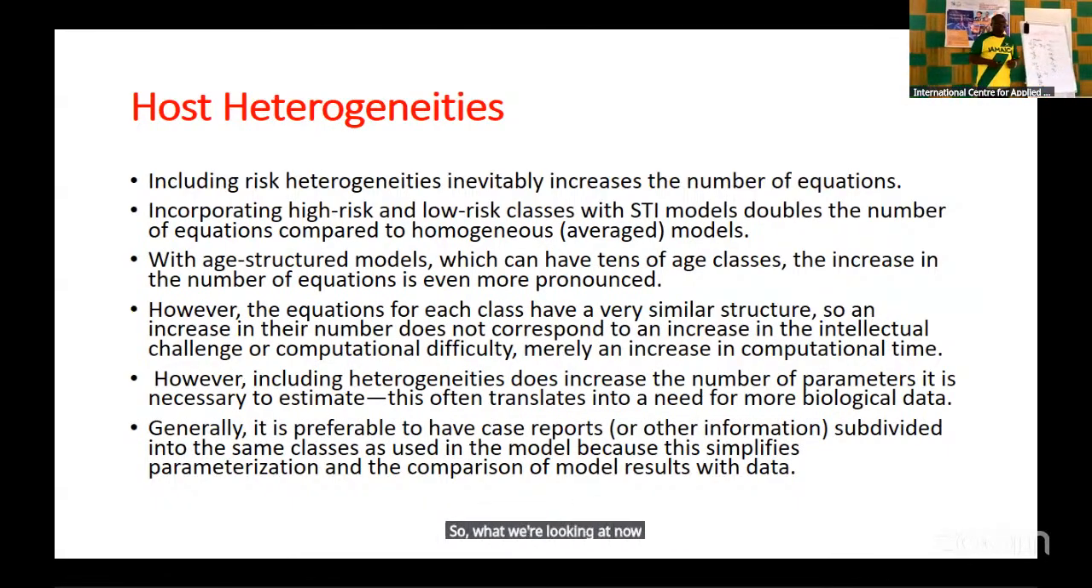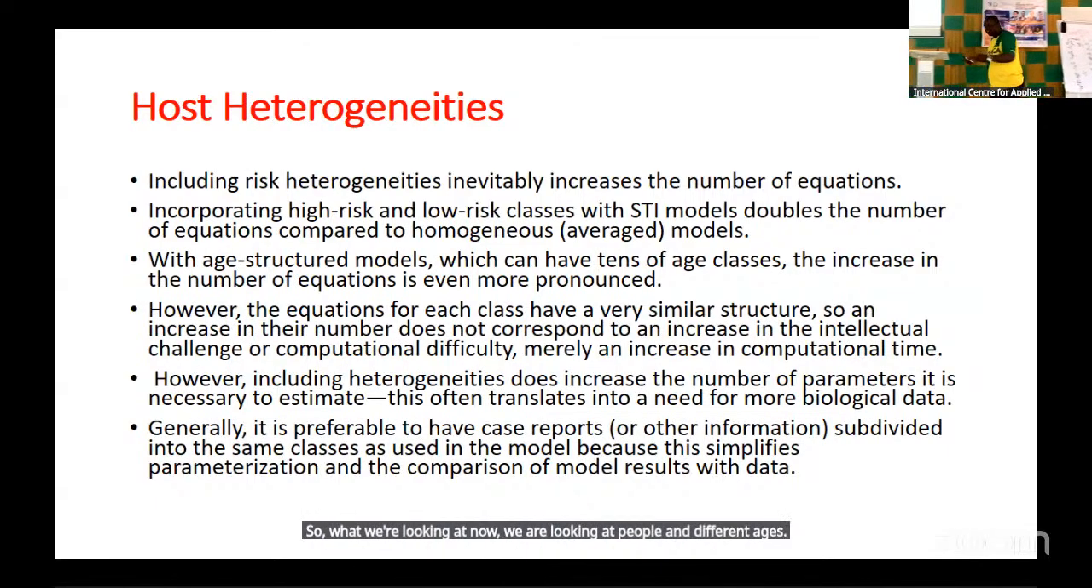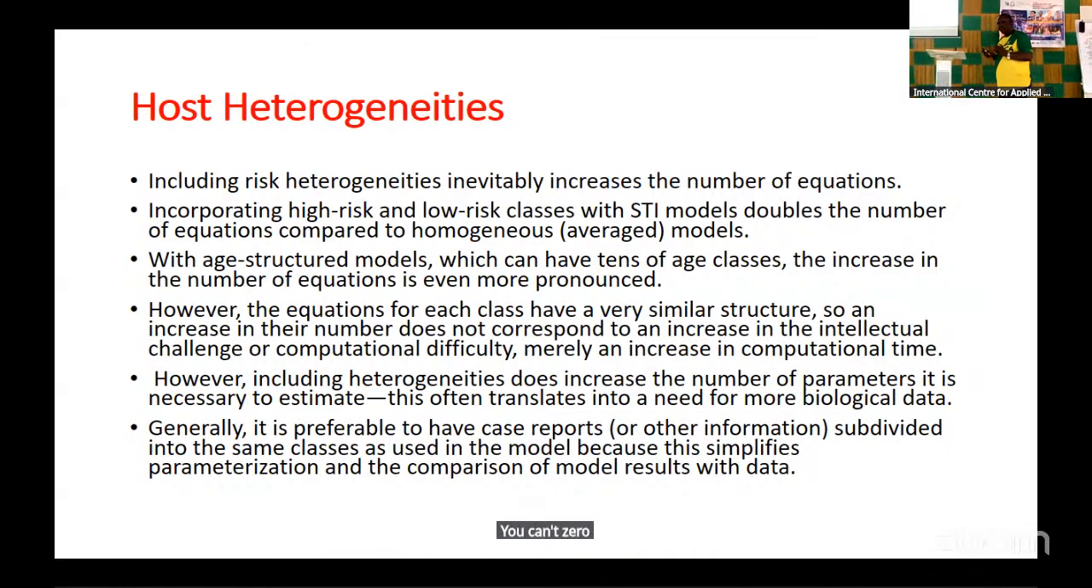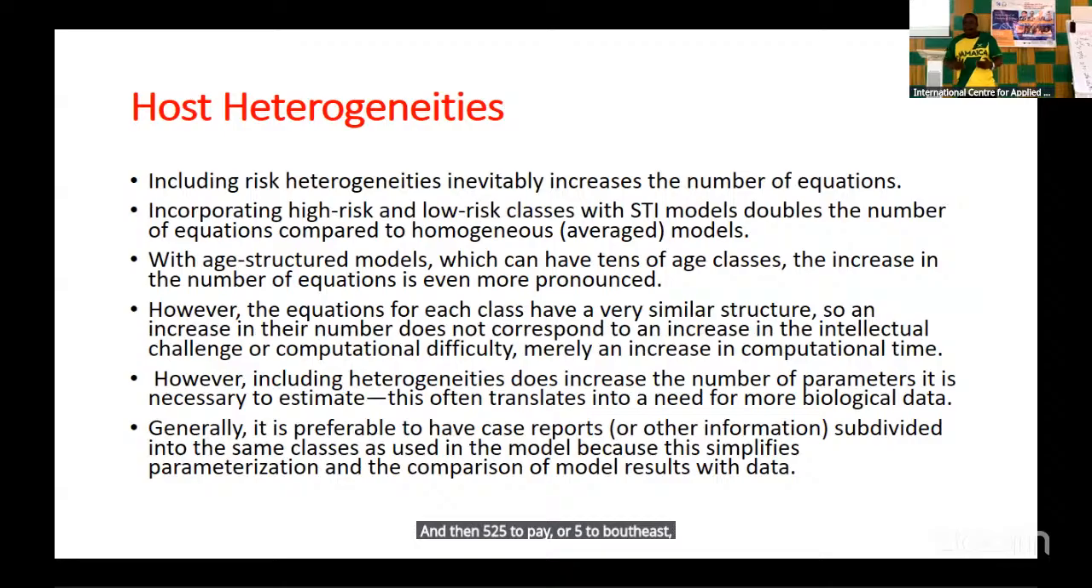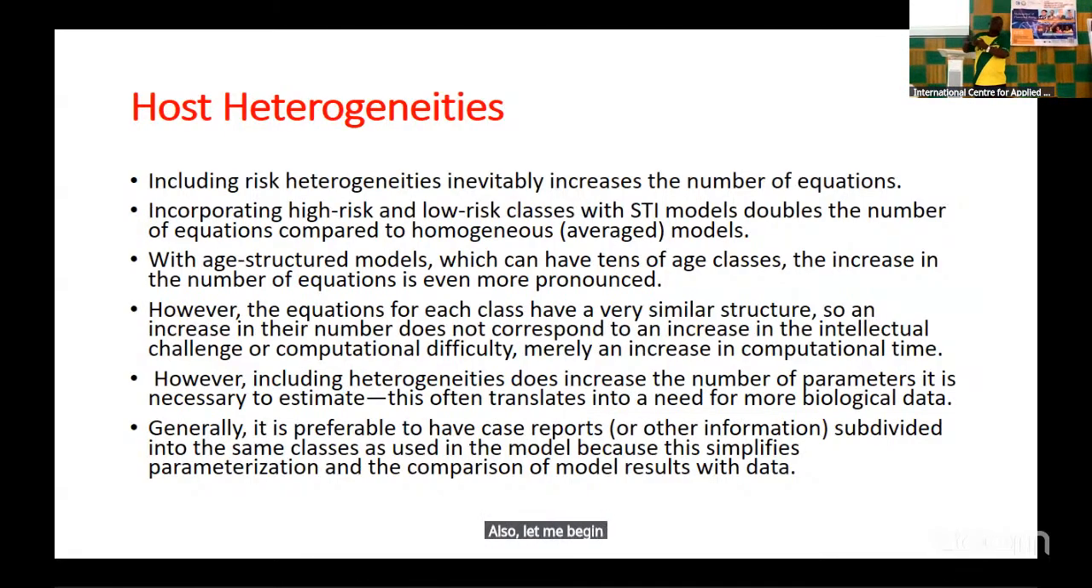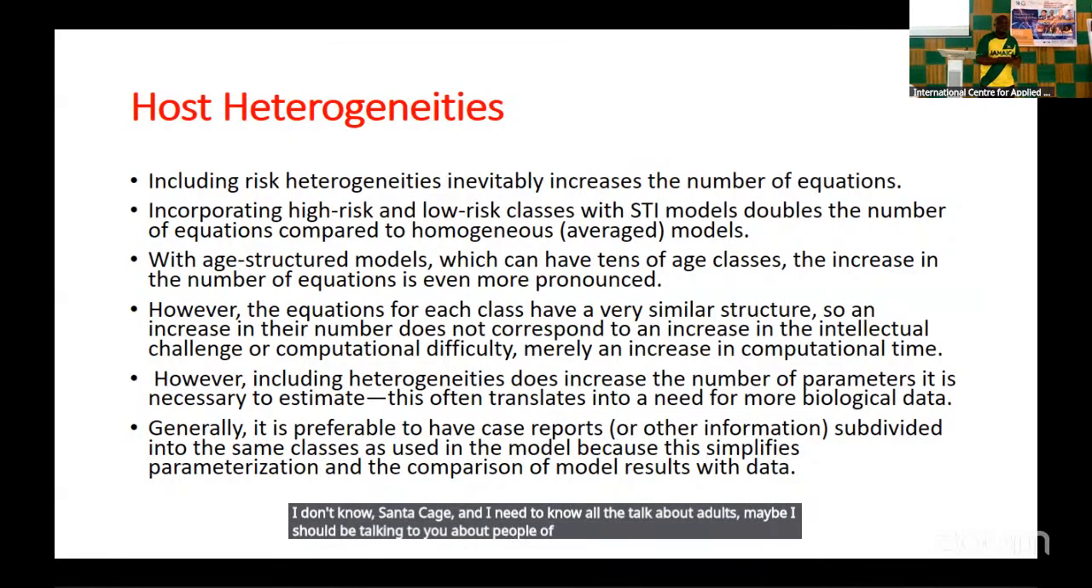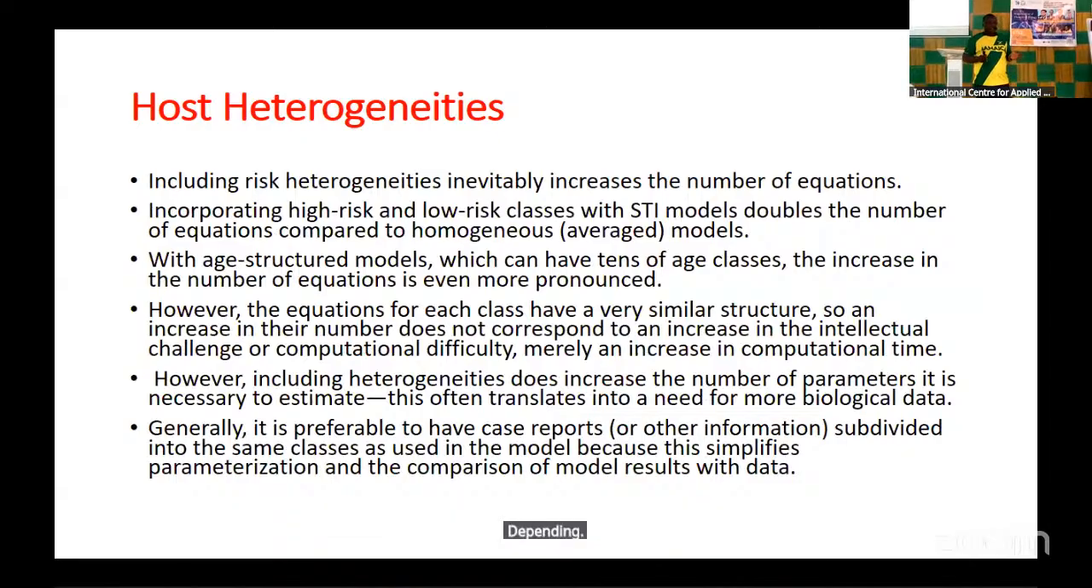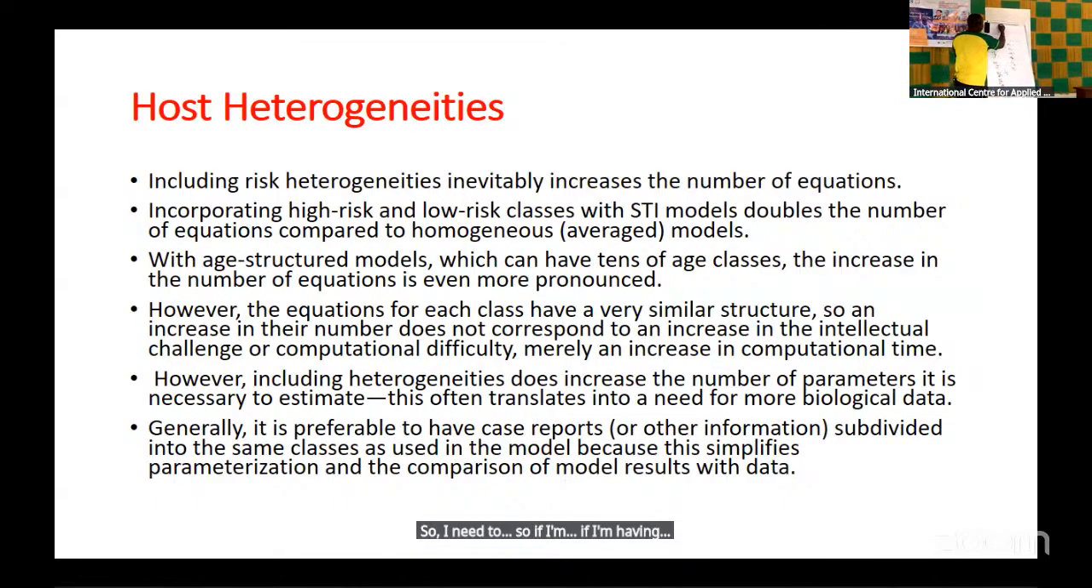So what we are looking at now, we are looking at people at different ages, between 0 and 5 or less than 5, and then maybe 5 to 10 or 5 to 15, also maybe between 15 and, I don't know, a certain age. And then if I want to talk about adults, maybe I should be talking about people from 30 and above, depending. So if I'm having 5 different age groups for a particular disease, it means that the number of my equations is going to be more.